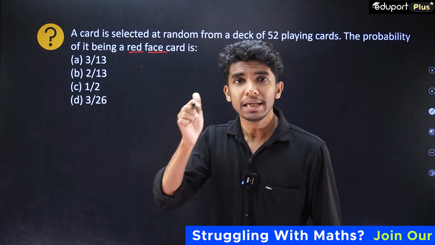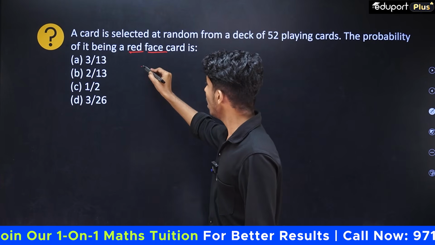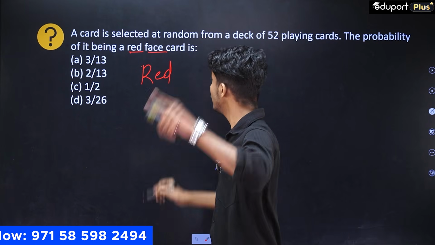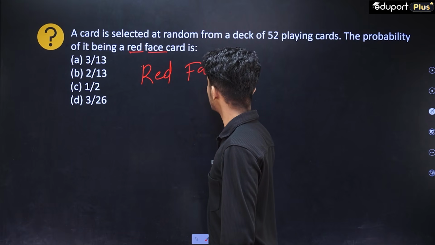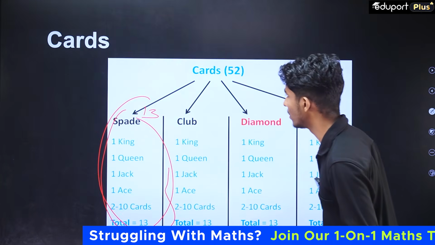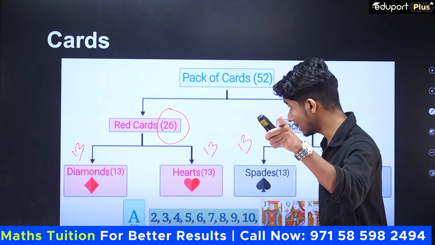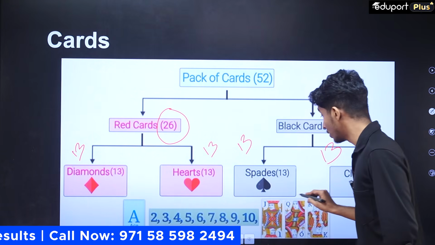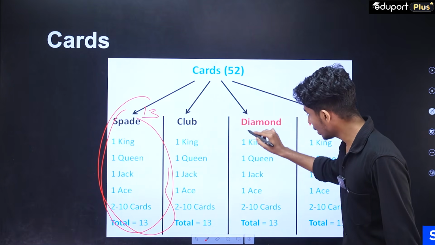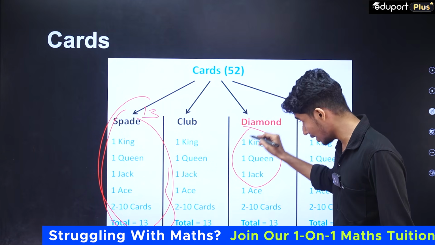Now look here, I will tell you exactly how to answer this question. First you have to find red cards, then in the red cards you have to find red face cards. How many red cards are there? There will be 26 red cards. In diamonds, you will have king, queen and jack, 3 face cards.